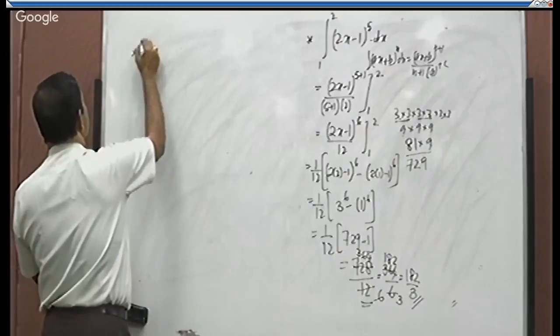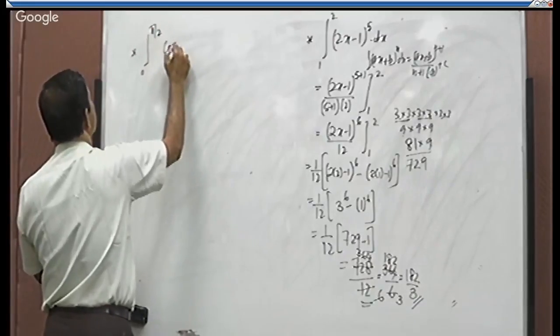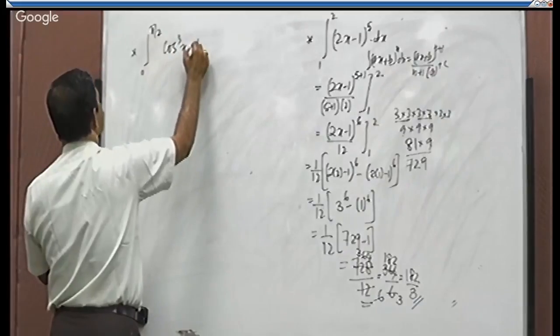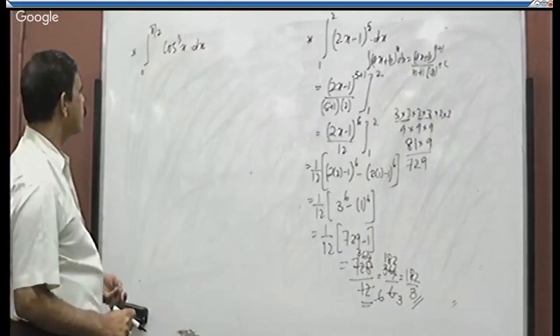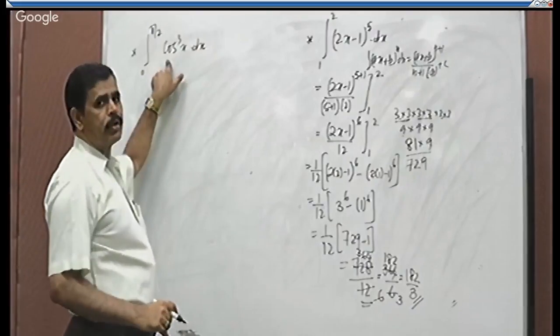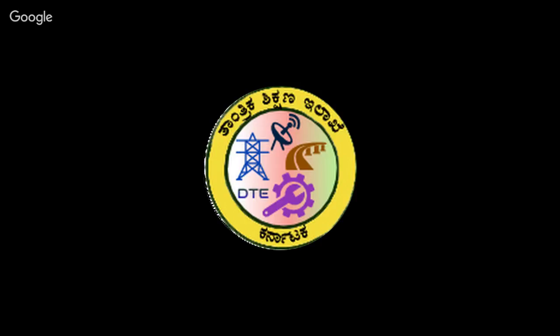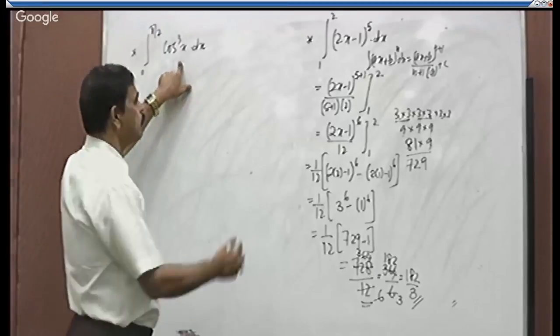Take this integration of 0 to pi by 2 cos cube x dx. This is an important one, cos cube x dx. This can be solved in two methods. One is by splitting this into cos square, where cos square can be taken as 1 minus sin square. We can go for the substitution method, right? Otherwise, we can go for the cos 3a formula.